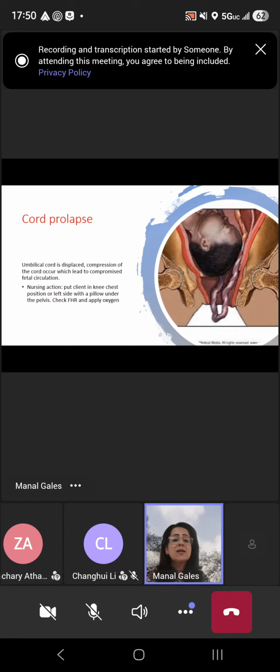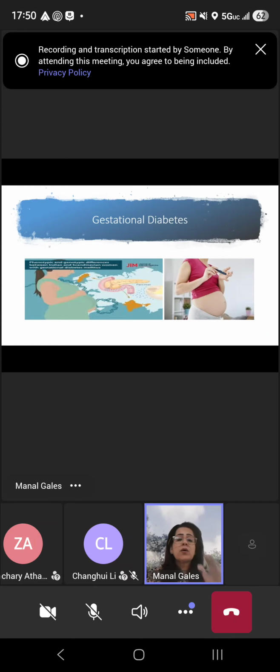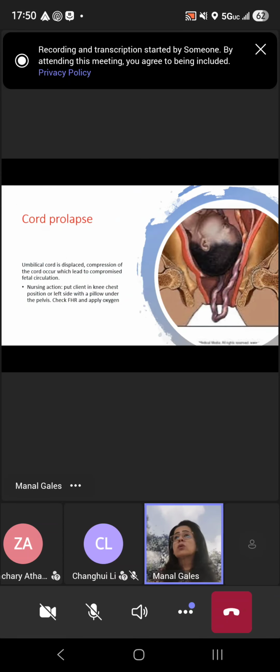Left side also acceptable, or Trendelenburg. Okay. Second complication is, because this is your nursing intervention with cord prolapse. Yes? If nursing intervention didn't help, it will be medical intervention.